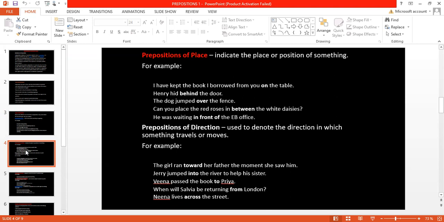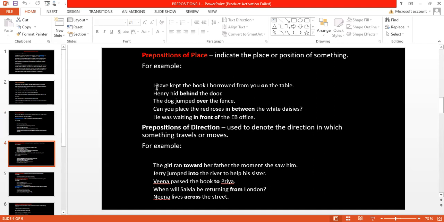But what will make it different is the antecedent, the preceding sentence. That's what is going to make it different when it's indicating position or place and when it's indicating time. These examples will explain that.